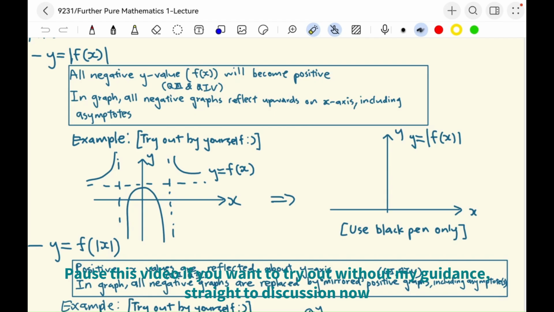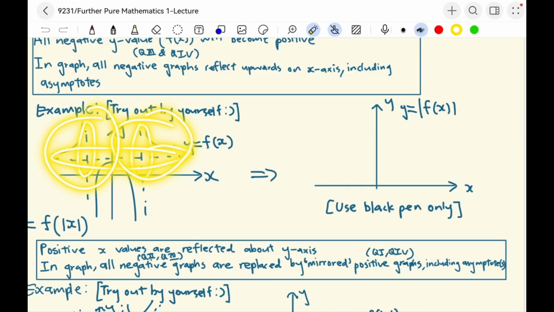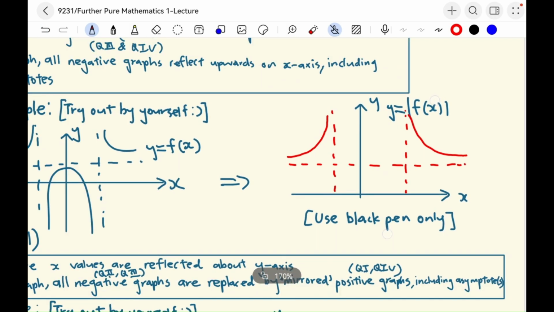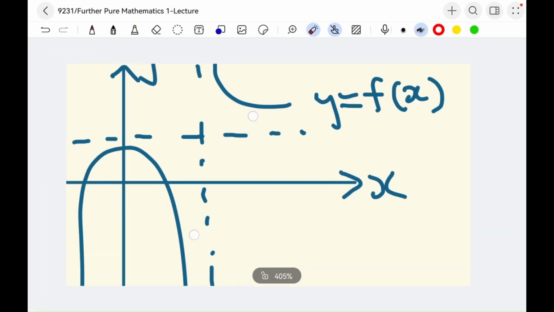Alright, so now let's discuss this. Modulus of y. Check the asymptotes. Asymptotes on the positive region, on the first quadrant and the second quadrant, don't change. So just copy it basically. And the graph on the positive y region can be copied as well. And what about this? This one can be copied as well, until the y equals 0 horizontal line above.